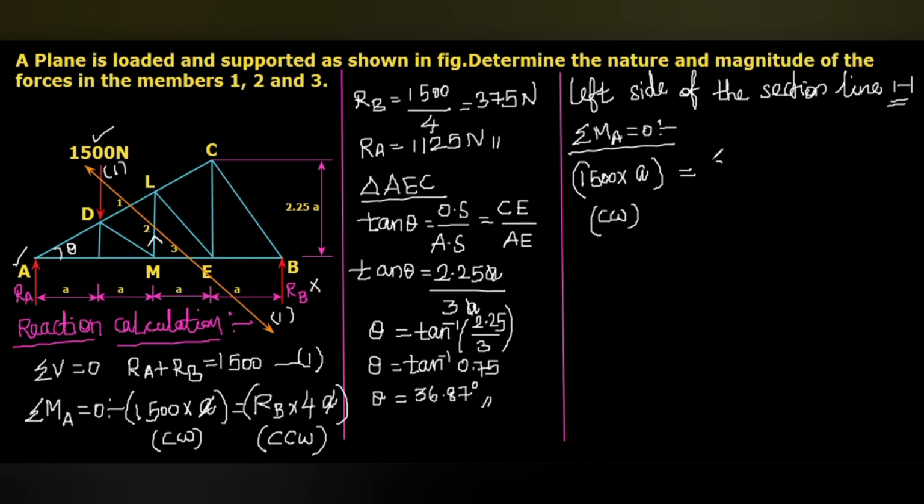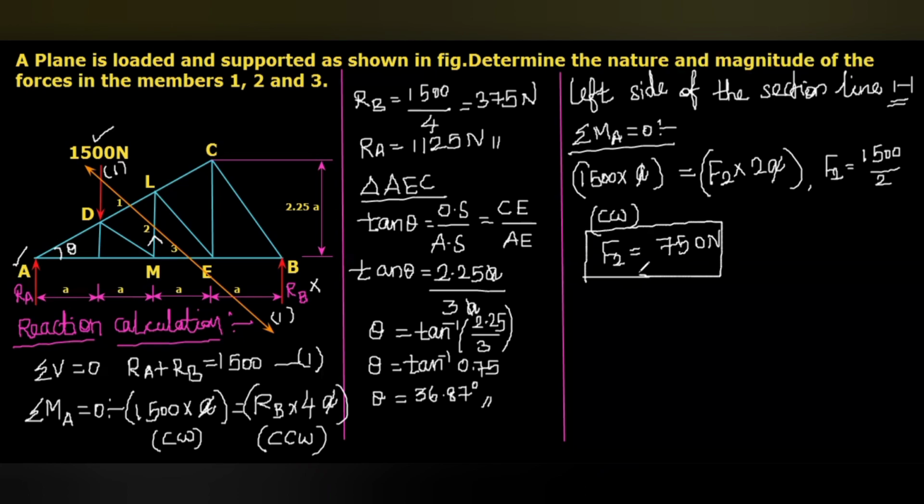So F2 multiplied with the distance 2A. Here this A and A we can cancel. So we can write F2 equal to 1500 divided by 2. So we will get F2 equal to 750 Newton. So we got the value of F2, that is 750 Newton. That means if this is clockwise, this will be counterclockwise. So we got the value of one unknown. Then we have to calculate the values of F1 and F3.